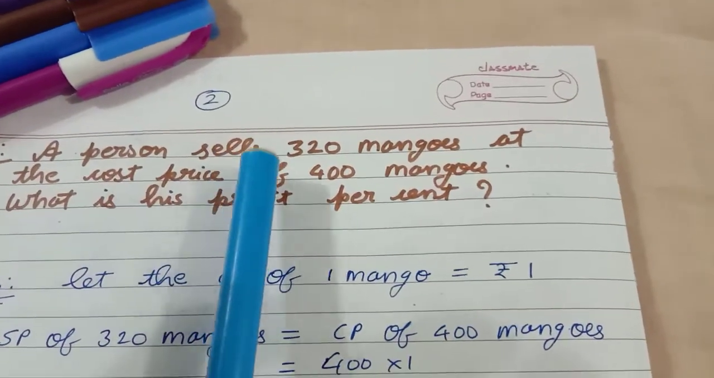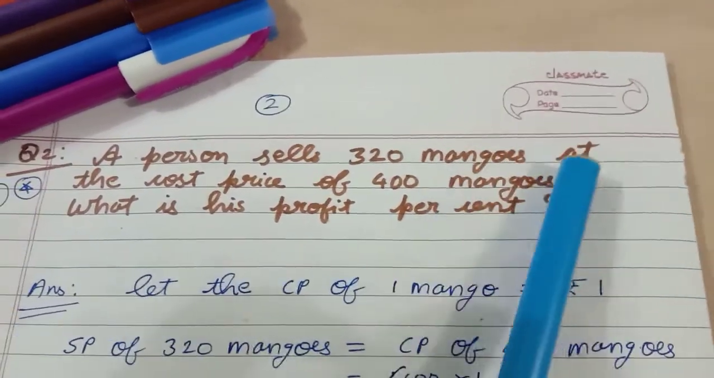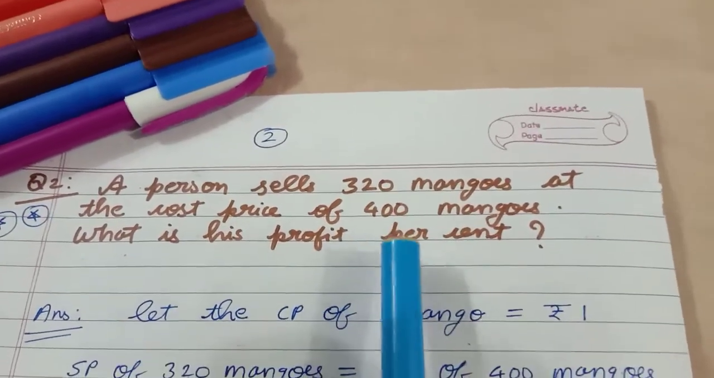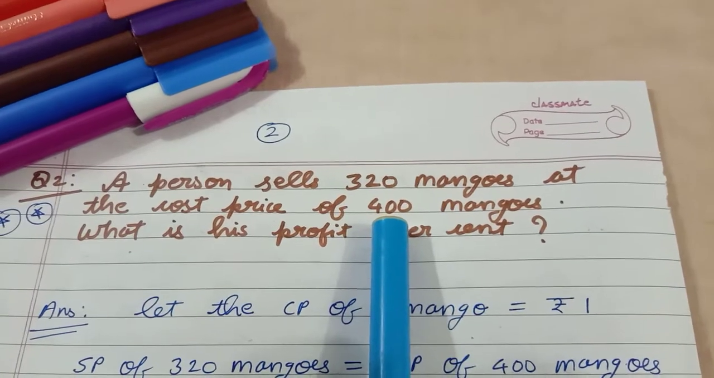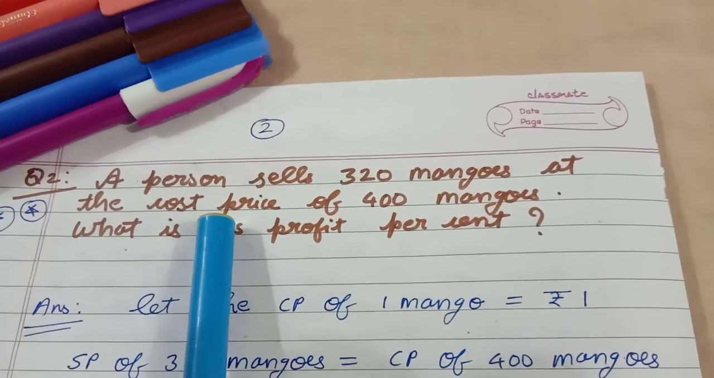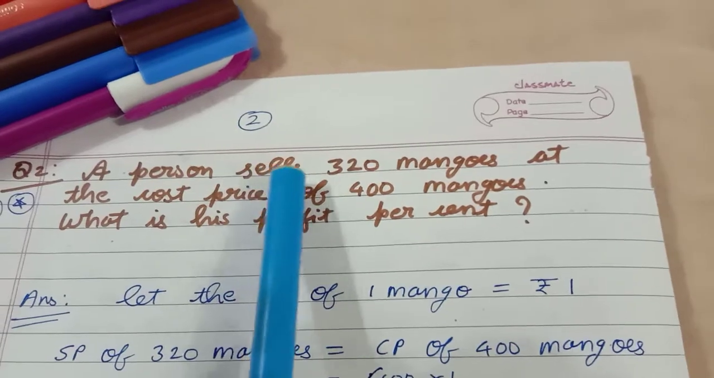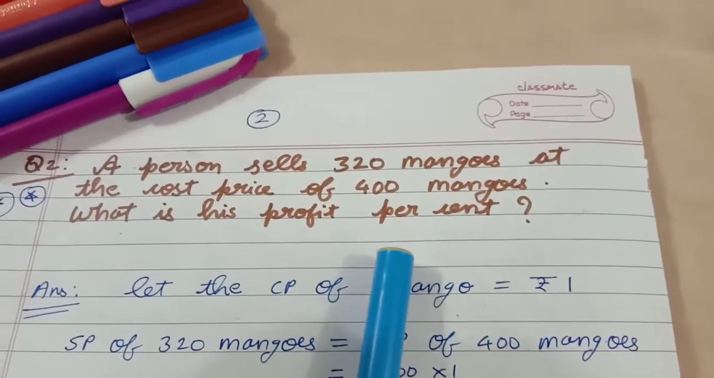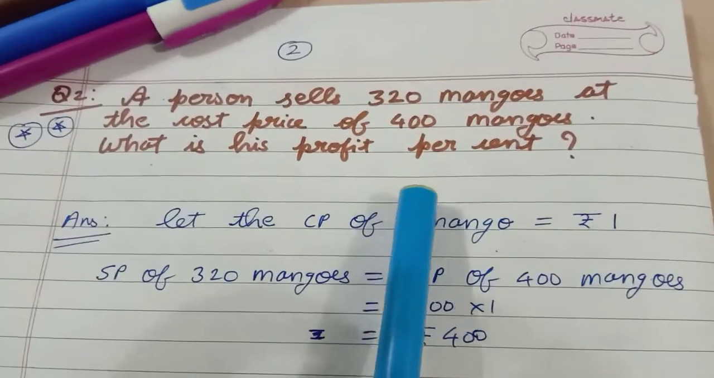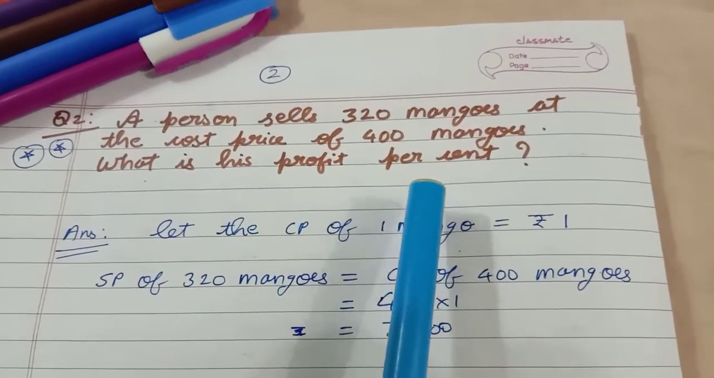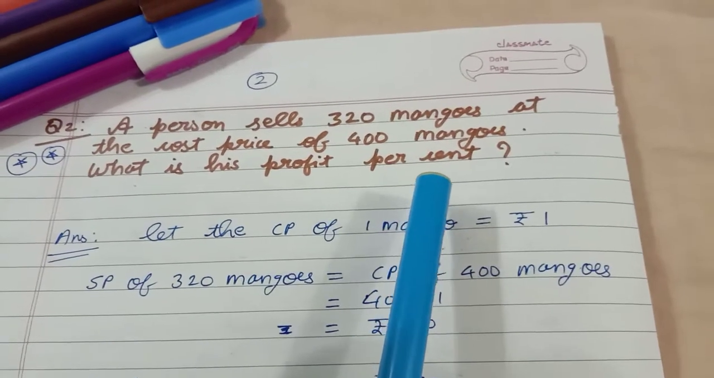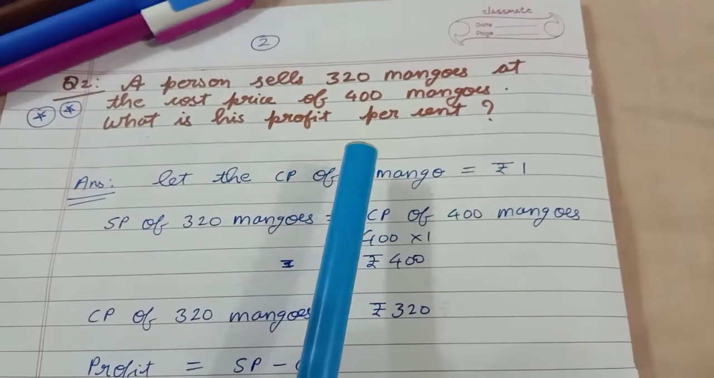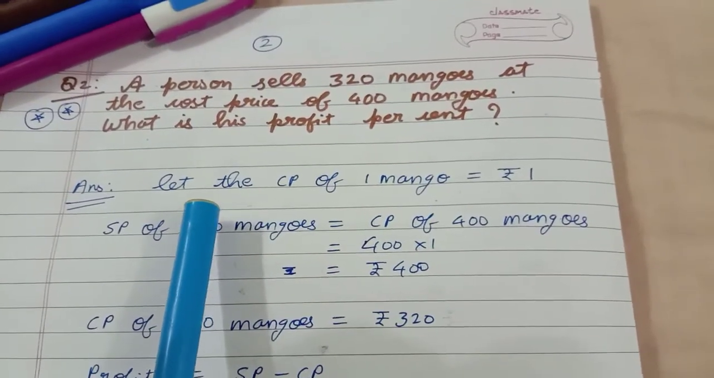A person sells 320 mangoes at the cost price of 400 mangoes. Now see, 400 mangoes, whatever might be his cost price, is equal to the selling price of 320. This is what he says. And what is his profit percent? If you don't practice such problems, it's difficult for you to survive in these competitive exams. Let us see how we solve this.